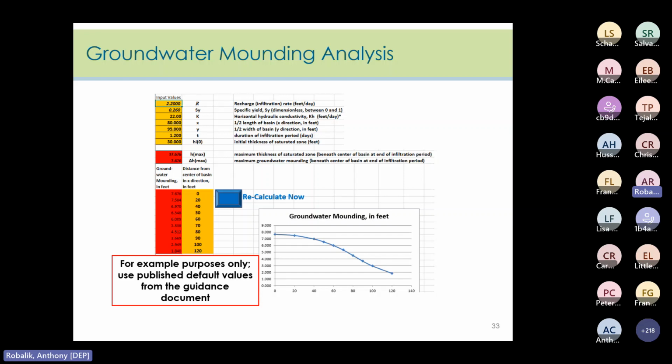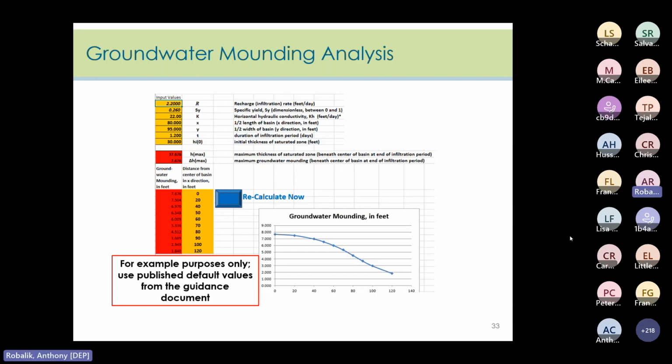So again, this was done a while ago, and both of those values at the time were acceptable. Today, our default value for specific yield is actually 0.15, but we would accept up to a max of 0.2 for specific yield with supporting soil testing. And we would accept 5 times the vertical hydraulic conductivity in the coastal plain and lower if outside the coastal plain. And there's guidance on that in the B&P manual.